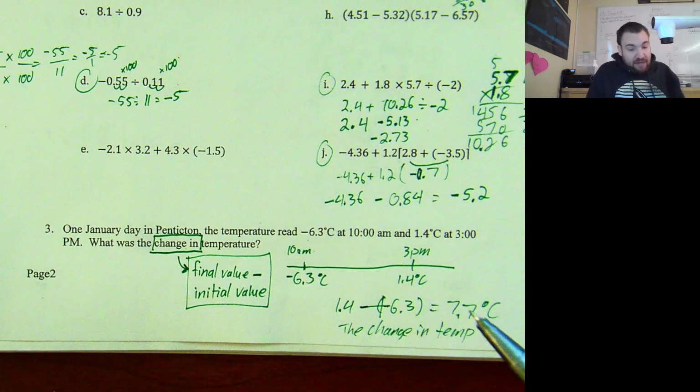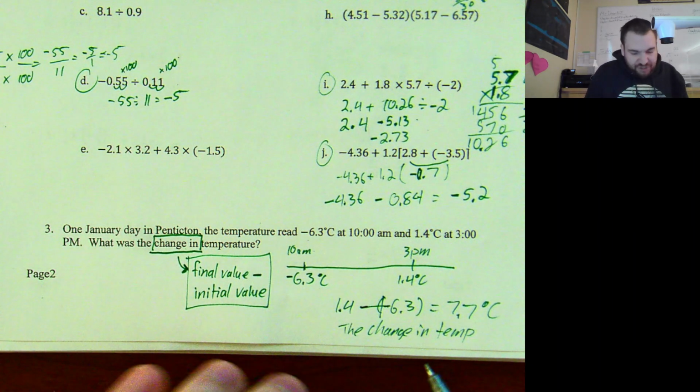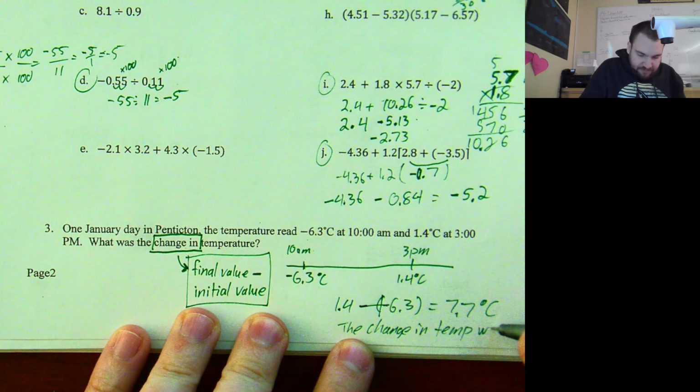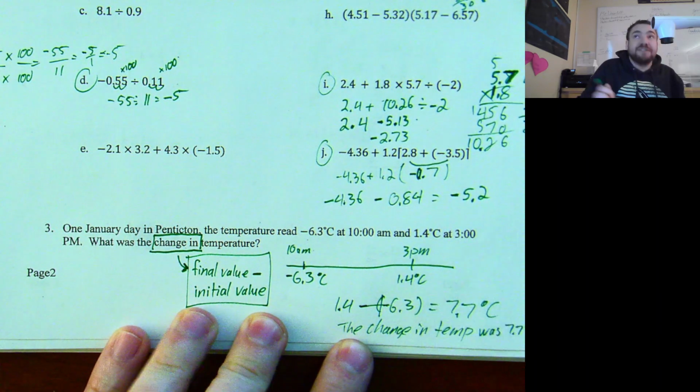Sure, we could say from 10 a.m. to 3 p.m. We could add that. I don't have a lot of space, so I'm not going to. But the change in temp was 7.7 degrees Celsius.